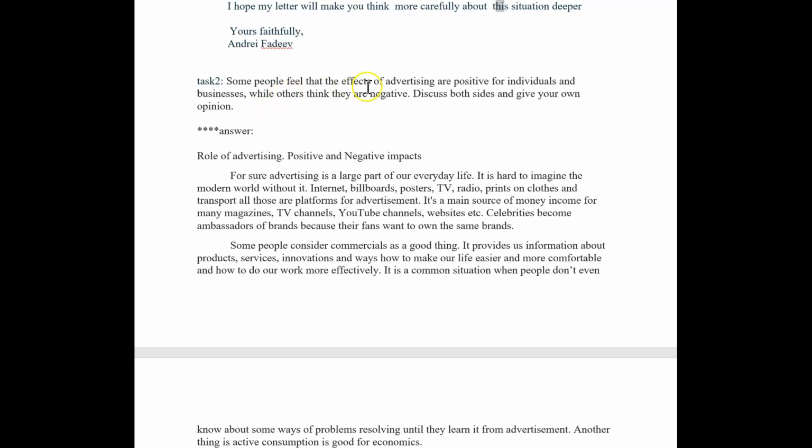Okay, some people feel the effects of advertising are positive, others think they're negative. Okay. For sure, advertising is a large part of our everyday life. It's hard to imagine the modern world without it. Internet, billboard, posters, TV, radio, prints on clothes and transport. All those are platforms for advertisement. It's a main source of money income for many magazines. Celebrities have become ambassadors. Okay.